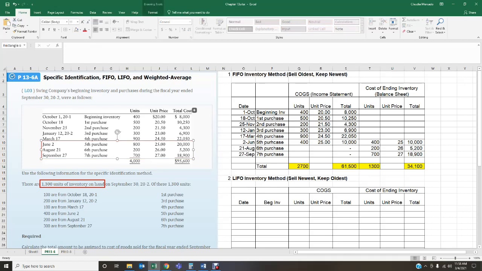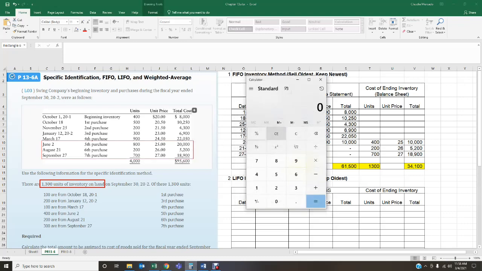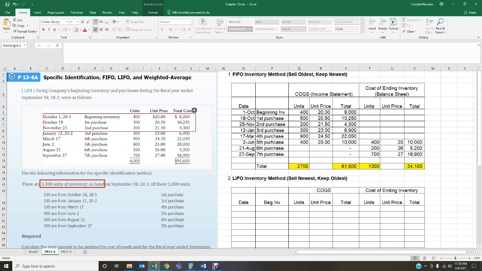So let me move this up. So I'm keeping my oldest units. So these are my oldest units. My beginning inventory is my oldest. So I'm going to start with 400. I'm going to keep those. I'm going to keep those 500 from my first purchase. I'm going to keep those 200 from my second purchase. And out of the 300 from my third purchase, I'm going to keep 200. That will take me up to 1,300 units. Then everything else is going to be sold.